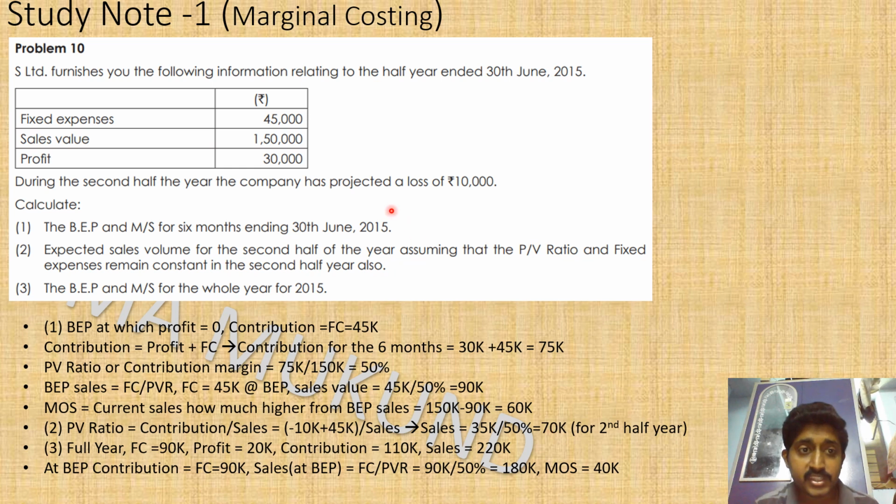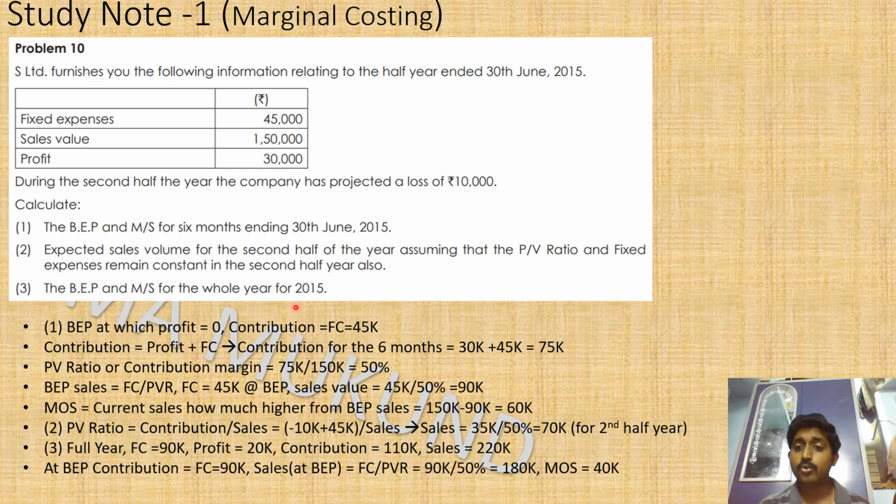So for the first half of the year, 1,50,000 sales. For the second half of the year, 70,000 sales. That's a drastic reduction in the sales. That's why the loss has been projected for the second half. So sales volume, yes, we have found. Next, what is the break-even point and margin of safety for the whole year?